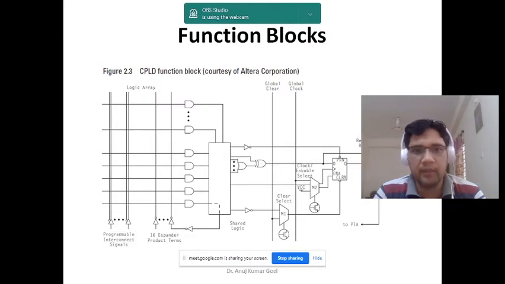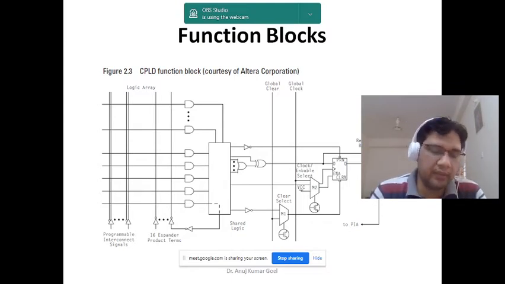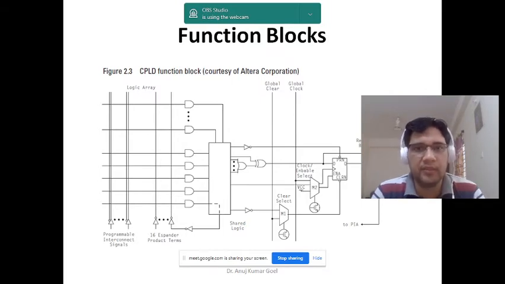After the AND plane, there is the OR plane. The advantage of PAL over PLA is that in the PAL we have a fixed OR plane. That is why it consumes less silicon area, less chip area, and so power dissipation is less. So after the AND plane, the outputs are connected to the OR plane.